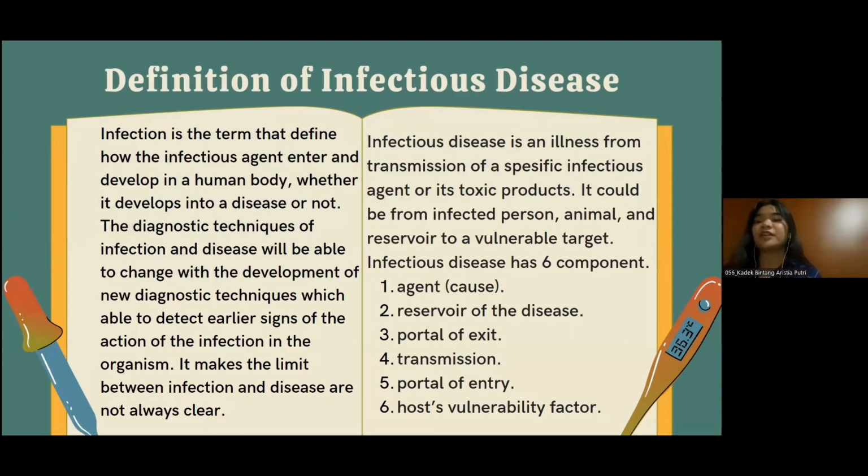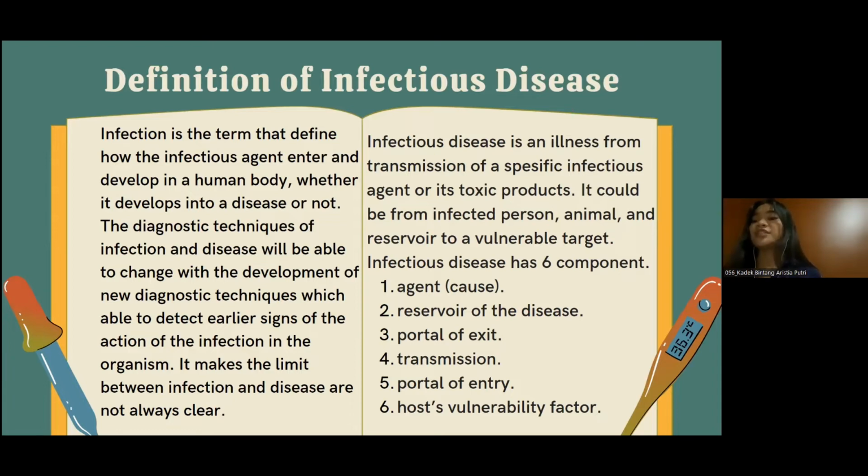And I will explain to you about the definition of an infectious disease. Infection is a term that defines how an infectious agent enters and develops in the human body, whether it develops into a disease or not. The diagnostic technique of infection and disease will change with the development of new diagnostic techniques, which will be able to detect earlier signs of the action of the infection in the organism. It makes the limit between infection and disease not always clear. Infectious disease is an illness from transmission of a specific infectious agent or its toxic product. It could be from an infected person, animal, or reservoir to a vulnerable target.